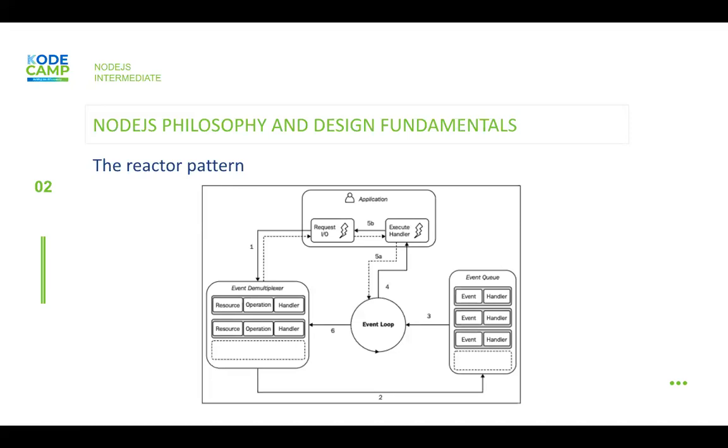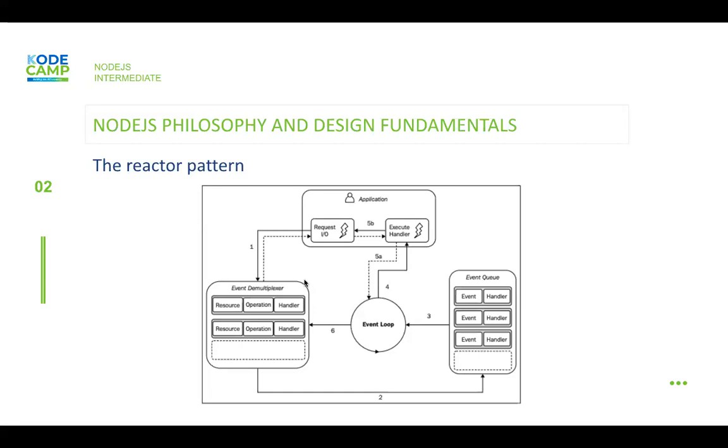Submitting a new request to the event demultiplexer is a non-blocking call, and it immediately returns control back to the application. Can you see this dotted arrow here? Once you submit a request to the event demultiplexer, it will return control back to the application, either with a predefined constant or some kind of value to indicate that yes, your data is being processed. That is the first step.